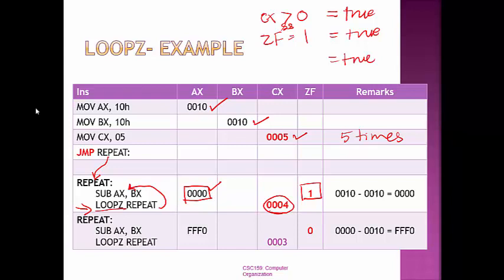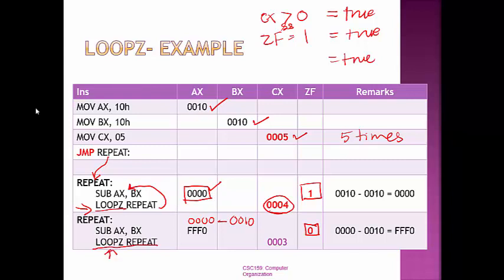So next we continue the repeat instructions. So we will perform sub AX BX. So sub AX BX means we will minus 0, 0, 0, 0 minus 0, 0, 1, 0. So we will get the value of AX is FF F0. And then the 0 flag equal to 0. Since dia ada value dalam result of subtraction tadi. So and then kita buat proses of loop Z repeat.